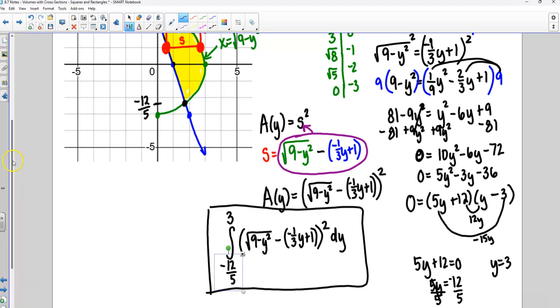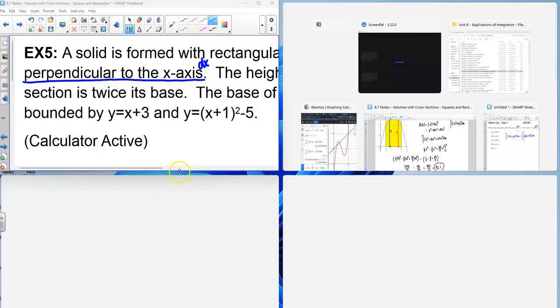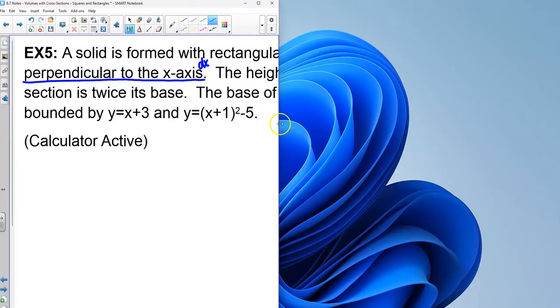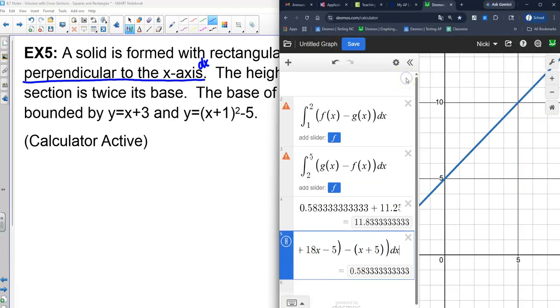All right, we're going to do one more. This one's going to be calculator active. A solid is formed with rectangular cross sections perpendicular to the x-axis. So we're perpendicular to the x-axis. Is this going to be in terms of x or in terms of y? X. So put me a dx here. Everything's x's. This one's calculator active, so the first thing I would do is graph this. I would also probably call these f of x and g of x.